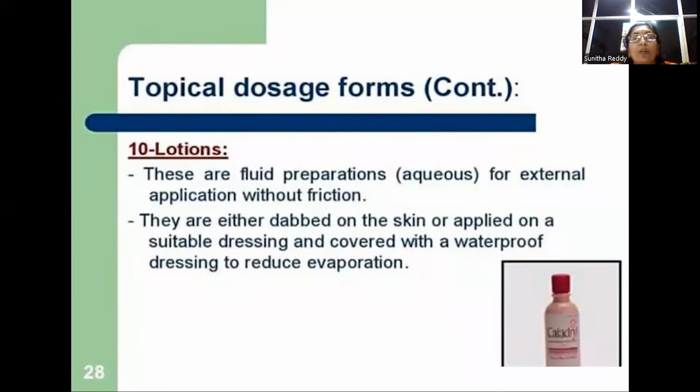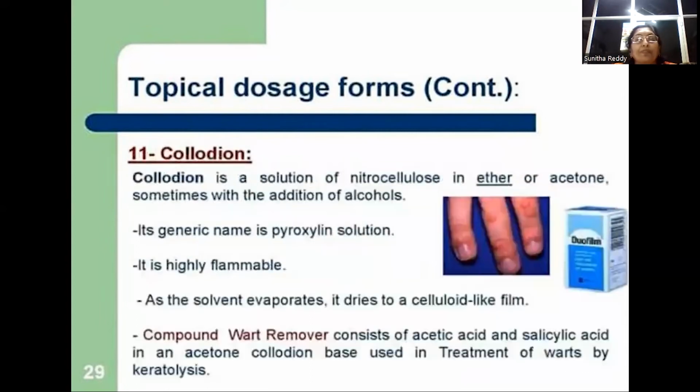Lotions, this is another topical dosage form. They are fluid preparations for external application without friction. They are either dabbed on the skin or applied on a suitable dressing, covered with a waterproof dressing to reduce evaporation. Another topical is collodion.